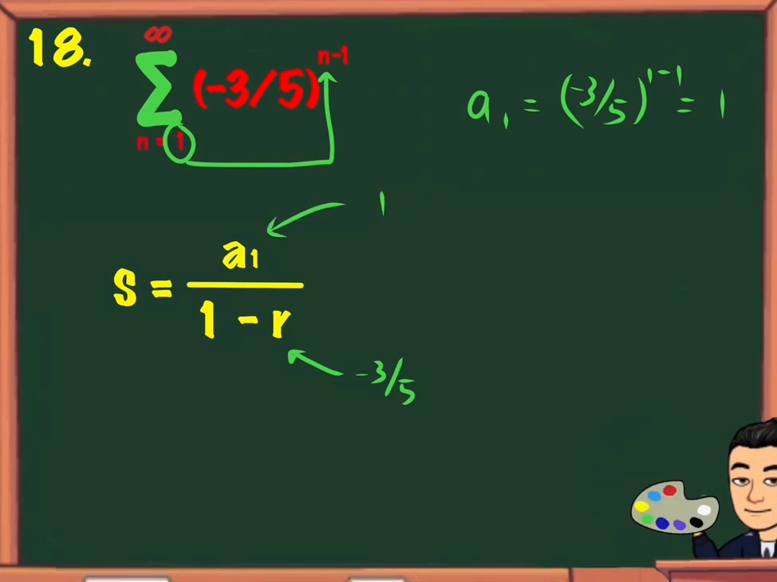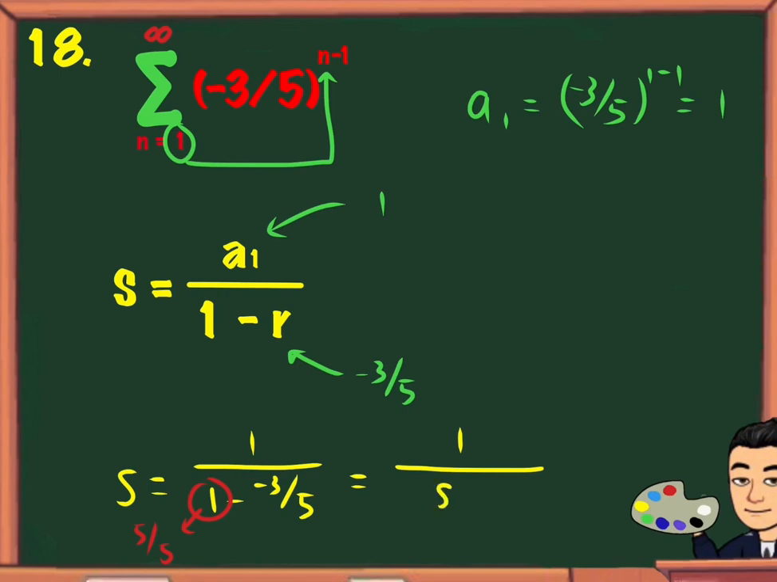Okay, so let's find out what the sum is. It's going to be 1 over 1 minus -3/5. Understand that this 1 is 5/5. Subtracting a negative makes it a positive. So everything becomes 1 over 8/5. So it's 1 divided by 8/5, and you have to rewrite it as 1 multiplied by 5/8. So your answer is just going to be 5/8.